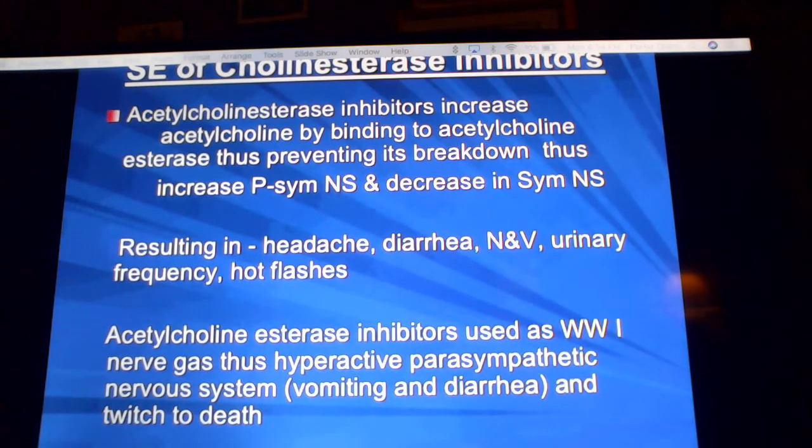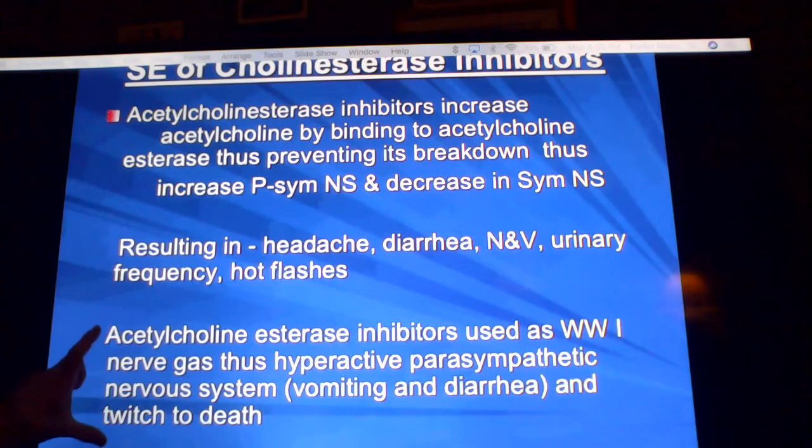Okay, let's talk about some side effects. You can barely see it up there. Side effects of acetylcholine esterase inhibitors. Acetylcholine esterase inhibitors increase acetylcholine by binding to acetylcholine esterase, thus preventing its breakdown. I spoke about this. They increase the parasympathetic nervous system and decrease the sympathetic, because if you remember, acetylcholine is also the primary neurotransmitter for the parasympathetic nervous system. You also should remember that adrenaline is the neurotransmitter for the sympathetic nervous system. Okay, so what can happen? Here are some side effects of these medicines: headache, diarrhea, nausea and vomiting, urinary frequency, hot flashes. This is caused by an increase in the parasympathetic nervous system.